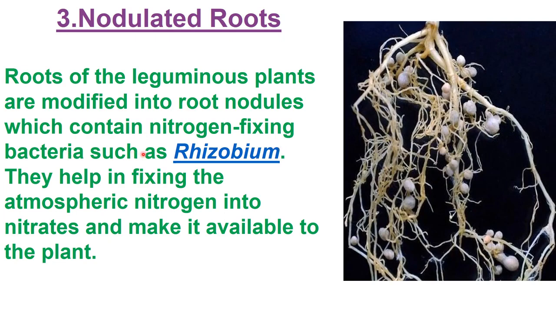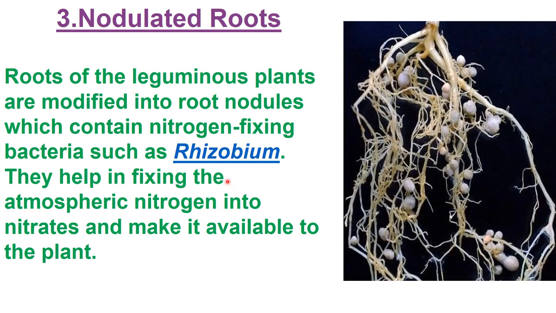nitrogen fixing bacteria such as rhizobium. So rhizobium is a nitrogen fixing bacteria. It can fix the atmospheric nitrogen to make it available for the plant, right? So for their nitrogen needs, these plants get modified, and these roots make the nodules so that rhizobium can live there and can fix the atmospheric nitrogen for them, right? So these are nodulated roots in the leguminous plants.